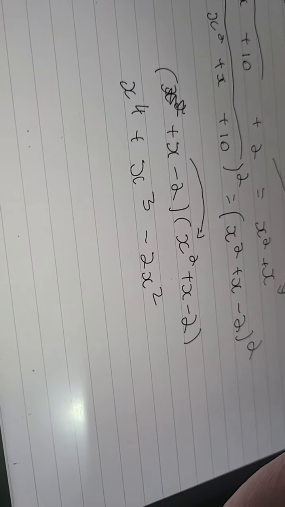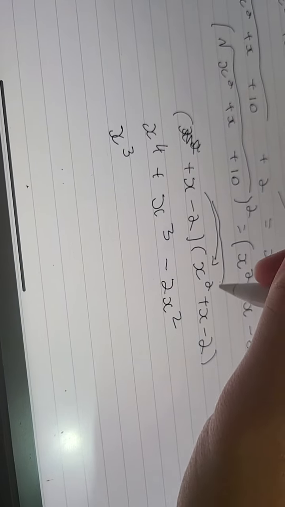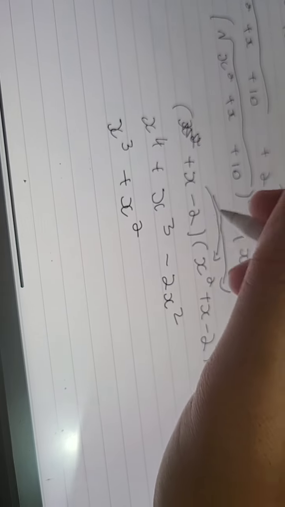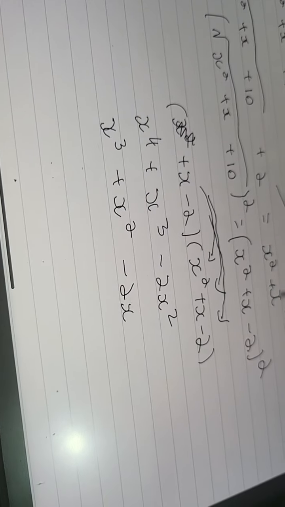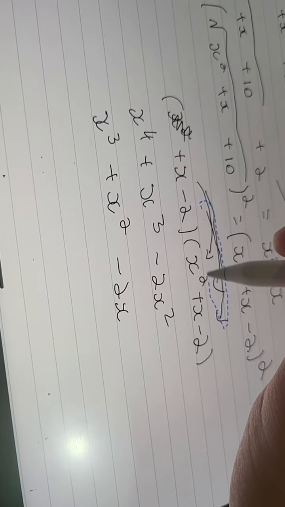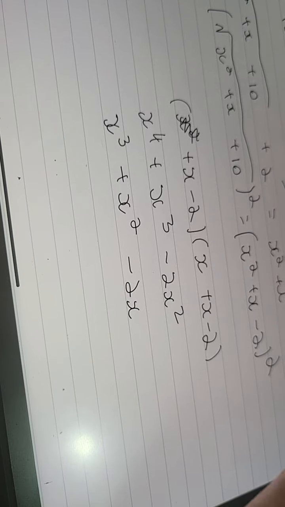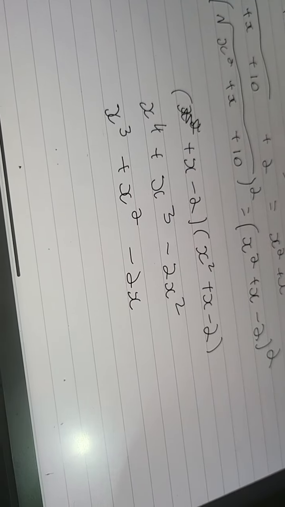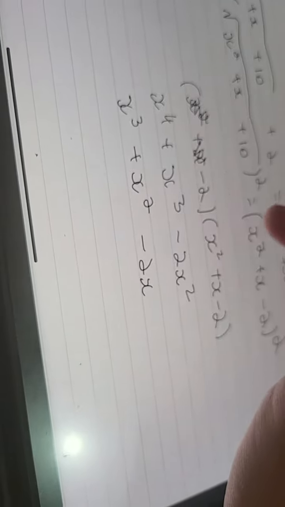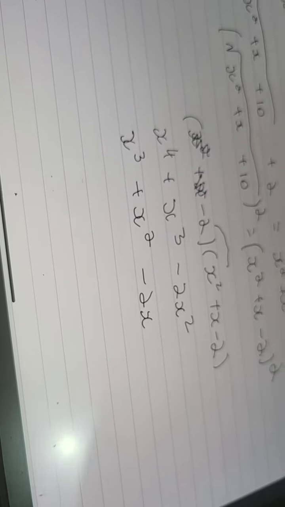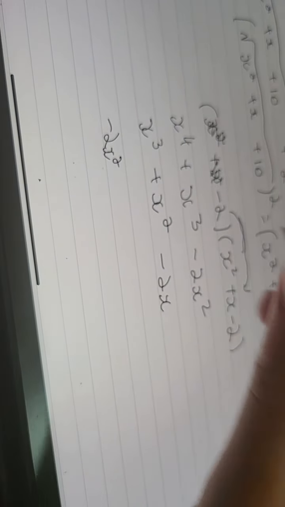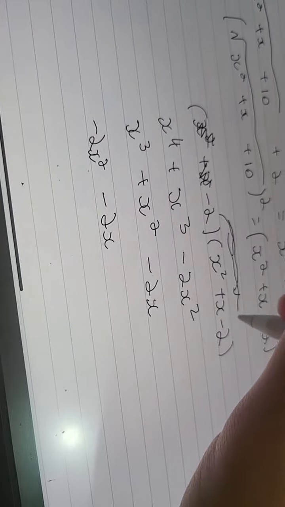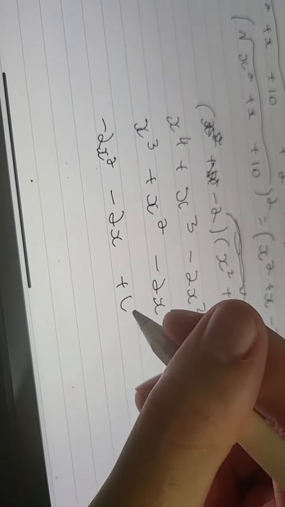Then we would erase all of this, cross it out, and start with the next term, right? So x times x squared is x to the 3. x times x is x squared, and then x times minus 2 is minus 2x. Then I think this would just be easier: erase all of that, cross it out, then distribute. Minus 2 times x squared is minus 2x squared. Then minus 2 times x is minus 2x. Then minus 2 times minus 2 is positive 4.